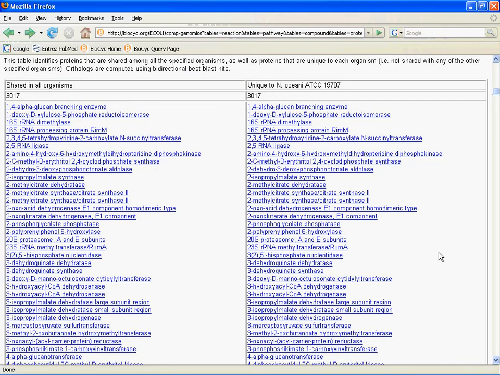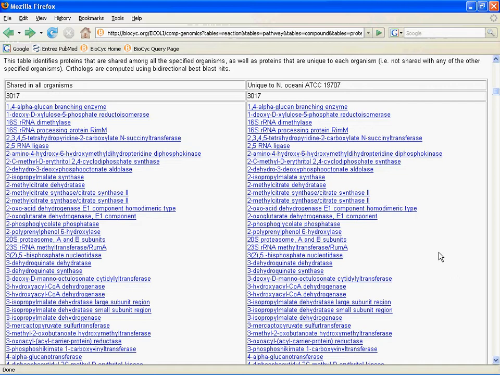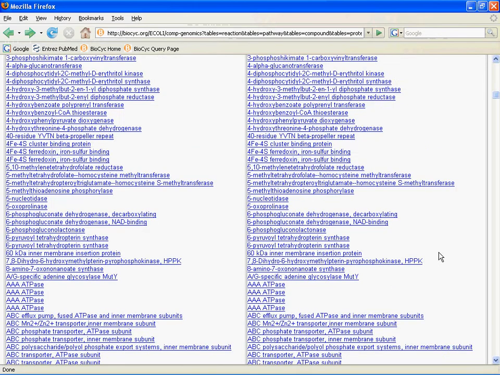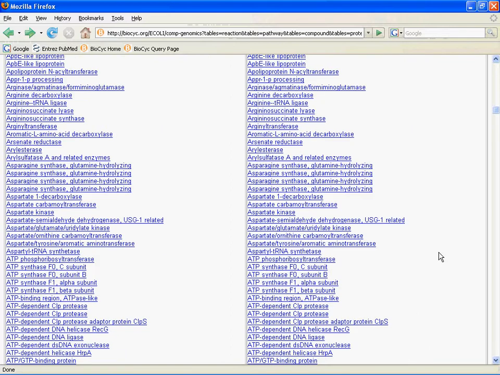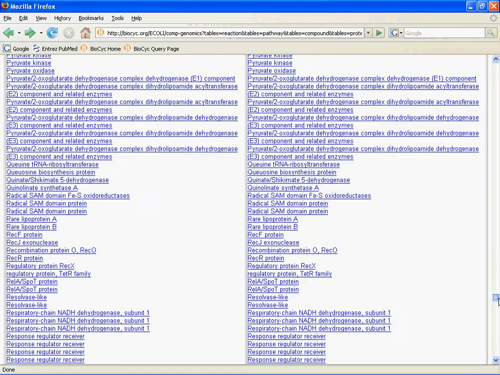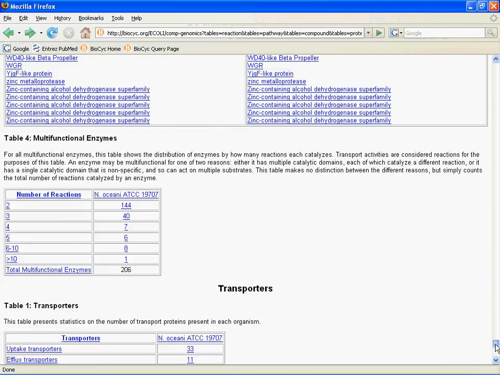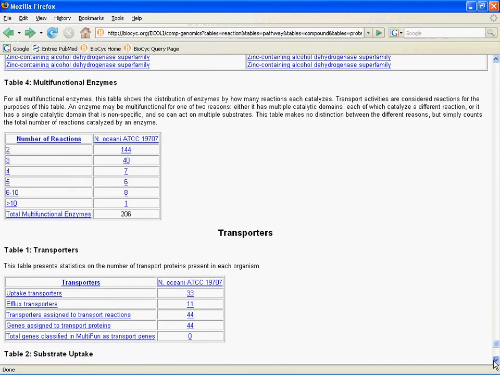Orthologs. So let's go back up here. This table identifies orthologs that are shared among all the specified organisms as well as proteins that are unique to each organism. So this ends up being a little silly because, of course, all of the enzymes are shared inside the given organism. So you're just going to have to end up scrolling through a very long list, and this is actually what makes up the bulk of this page. And so that kind of shows you which things are and are not useful to do across a single organism.